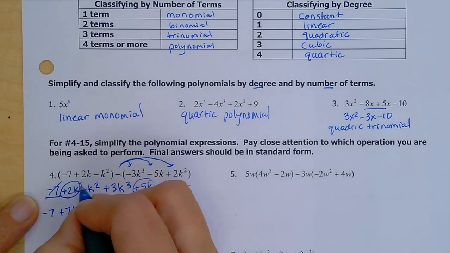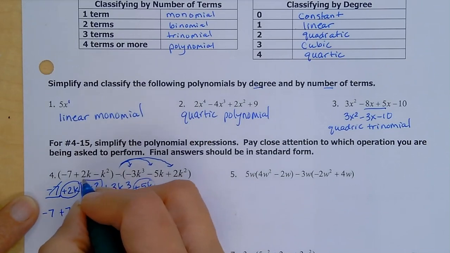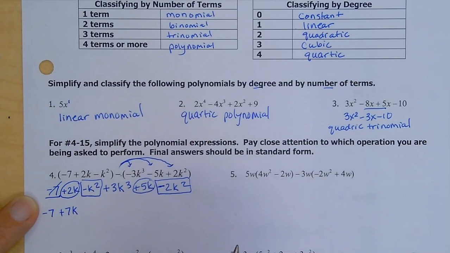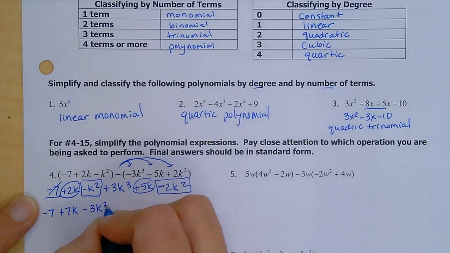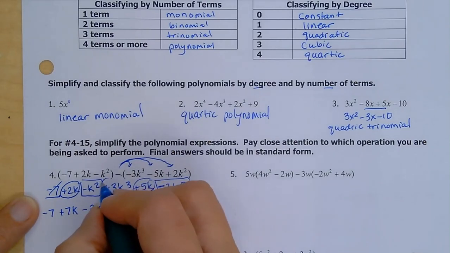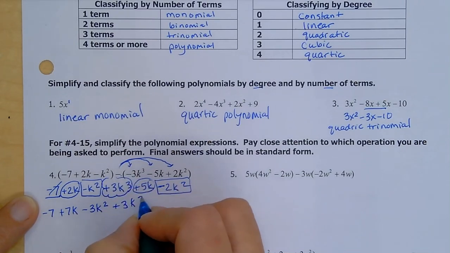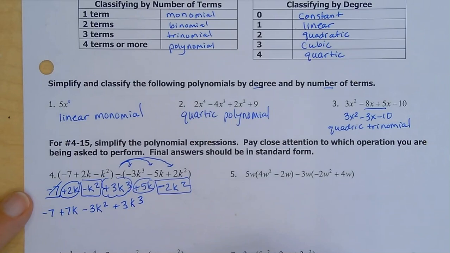Negative k squared, I'm going to look for other k squareds. Negative 2k squared. And I'm including my negative, or my sign rather, inside my box, so I keep track. Negative k squared minus 2k squared is negative 3k squared. Okay, and then I have plus 3k cubed. So I think I've taken care of all of my terms.